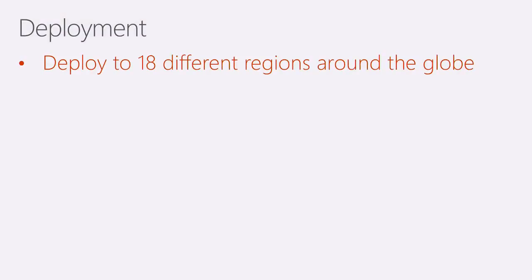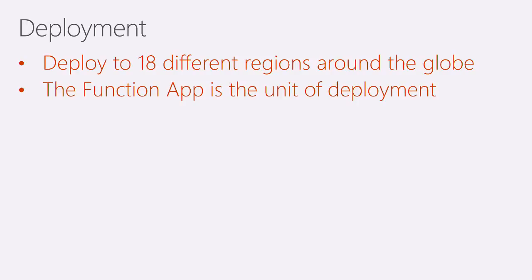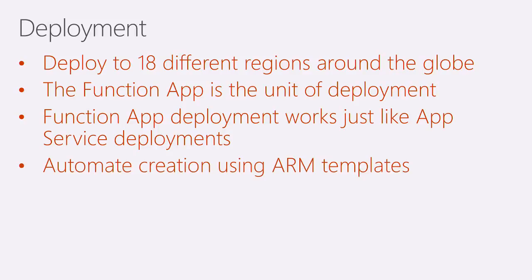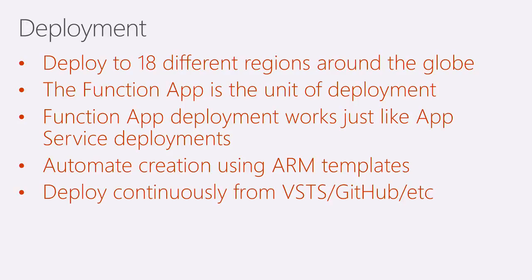For deployment, you can deploy to any of the 18 regions around the globe that Functions is available in now. So we already have a very global footprint. I'd mentioned before, the function app is the unit of deployment. You put multiple functions into an app, and that's what you deploy. The deployment works pretty much like App Service deployment. If you've done Azure websites deployment, it's pretty much the same way. You can automate the creation of functions using ARM templates like you would any other Azure resource. You can set up continuous deployment.